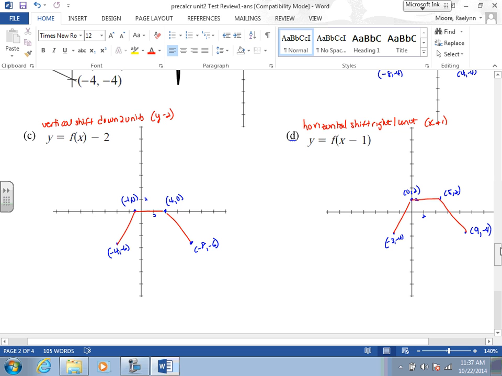And these were a vertical and a horizontal you had. Remember to say vertical shift down 2 units, horizontal shift the opposite way, right 1 unit. Good? Those are not bad, right? These are kind of easier.